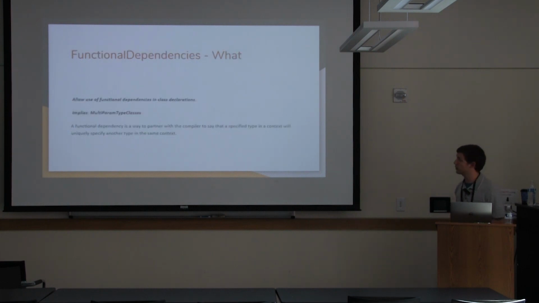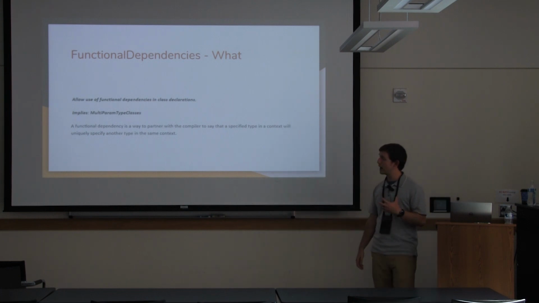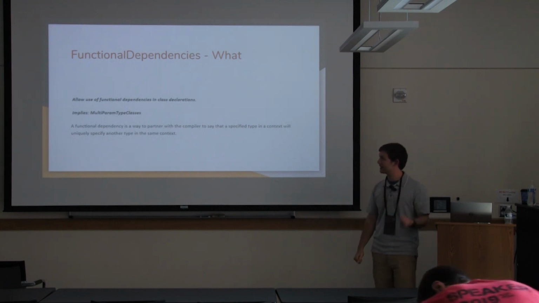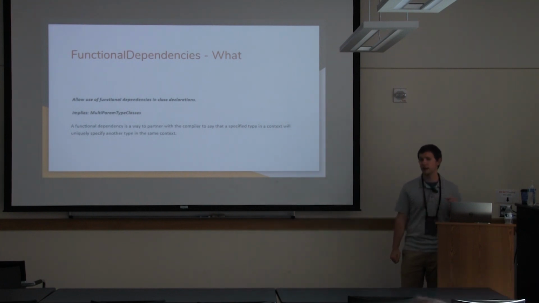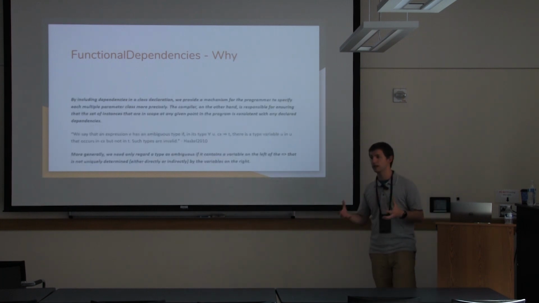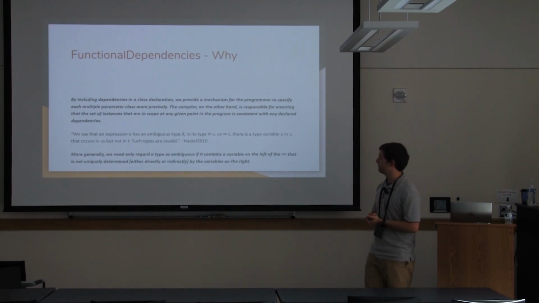So the next one is functional dependencies. A functional dependency is a way to partner with the compiler to say that a specified type in your context will be uniquely specified by another type in that same context. Why would you ever want that? Well, there are a lot of cases that come up where this is really, really useful.